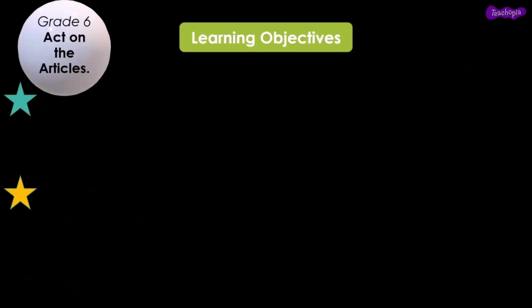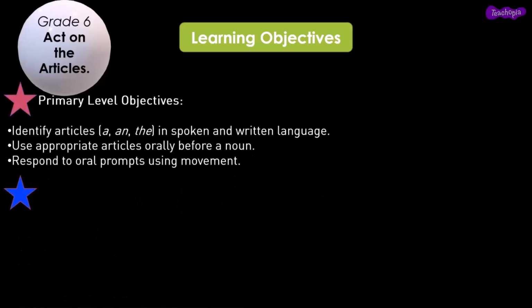Let's look at the grade 6 activity called Act on the Articles. At the primary level, we want learners to identify articles, which is a, an, and the, in spoken and written language. We want them to use appropriate articles orally before a noun, and we want them to respond to oral prompts using movement.